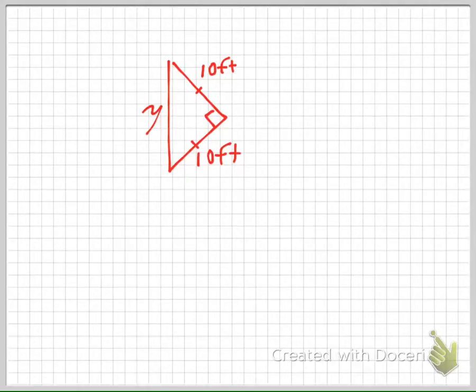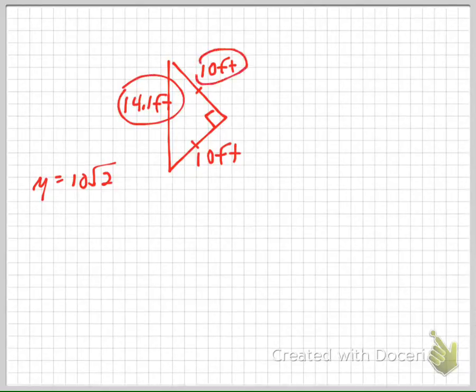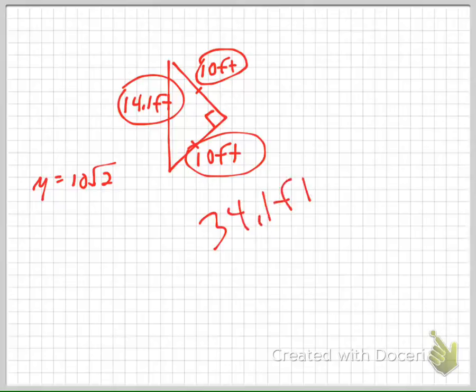So that means that y equals 10 times the square root of 2. What is 10 times the square root of 2? 14.1. So that means that y is 14.1 feet. Now, if I asked you to tell me the perimeter of this, what do you do? You take 14.1 plus 10, which makes 24.1, and then you add 10, which makes 34.1. How many of you got 34.1 feet? I just didn't put feet. Where did you put it?